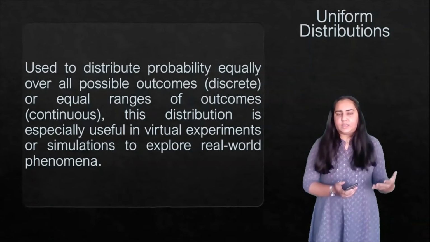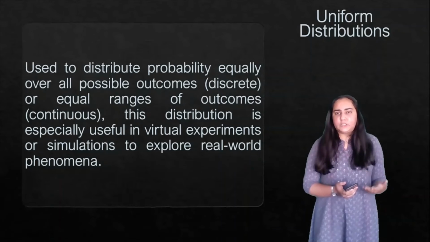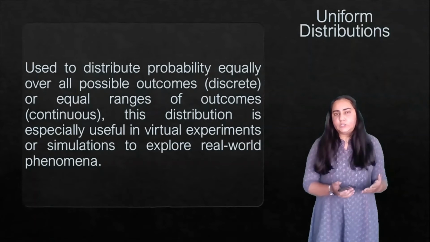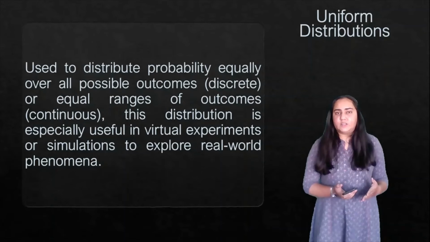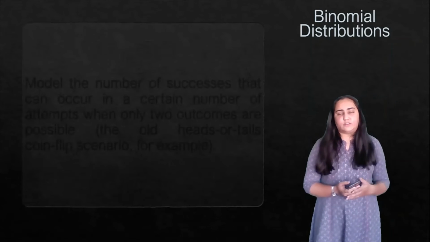So it could be like the experiment where you are rotating the roulette wheel a couple of times to find out what is the outcome each time. That is a virtual experiment or a simulation that you are running. And that's an example of a uniform distribution, because every slot has equal probability of being picked.